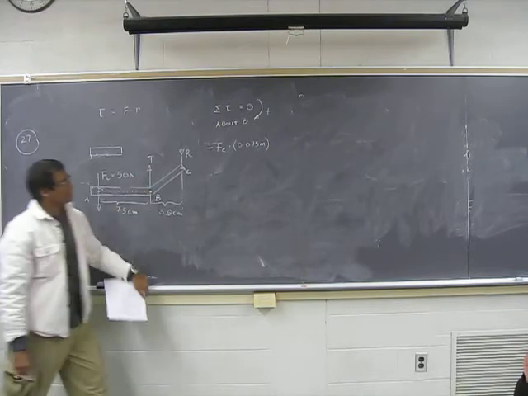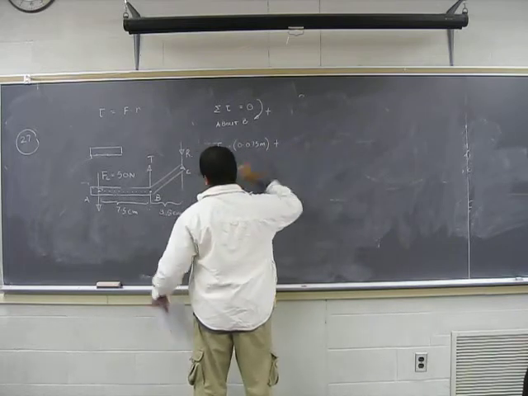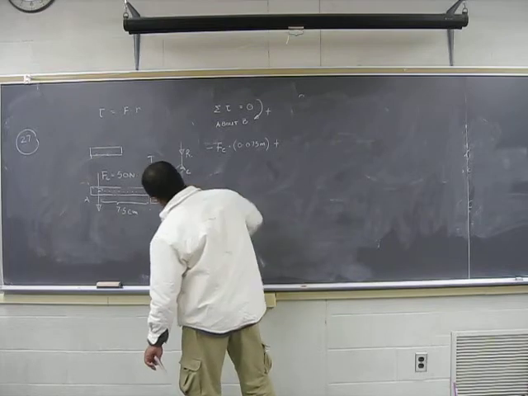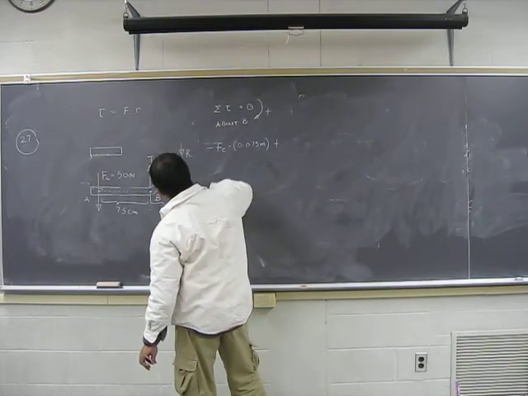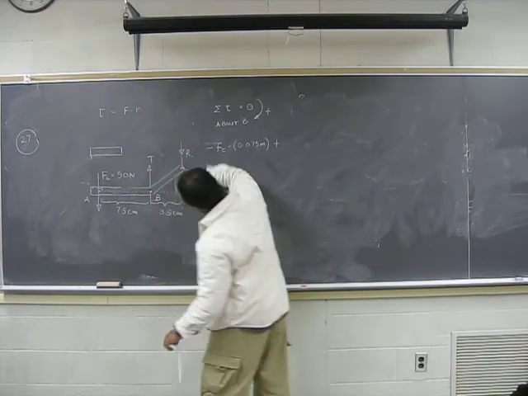Positive. So that means I have a positive torque. And then I have, what's the distance? Vertical distance is this much. That's my distance. I said that I need to be 90 degrees to the force. And this is my force, the line of the force.